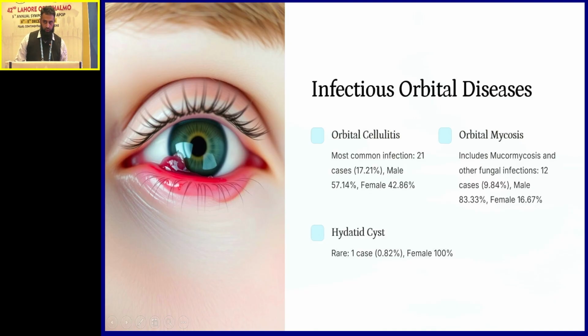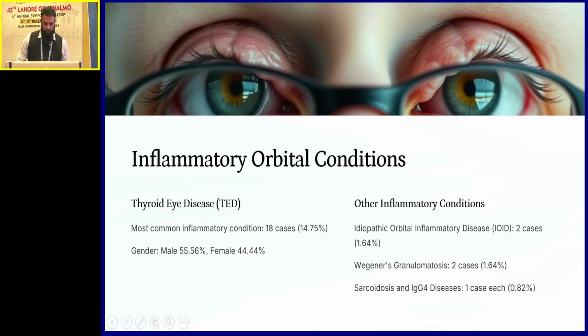So starting off with infections, it's common knowledge for all the oculoplastic people that orbital cellulitis was the most common, with 21 cases, and mostly children, followed by orbital mucormycosis, which was the most common condition of orbital infections encountered, usually in diabetic and old age patients and with systemic immunosuppression. And we had one rare case of hydatid cyst, which was discovered after biopsy confirmation after orbitotomy.